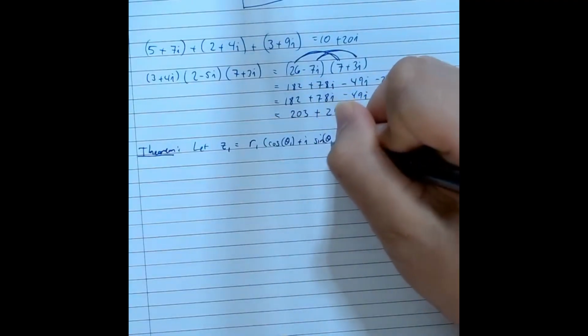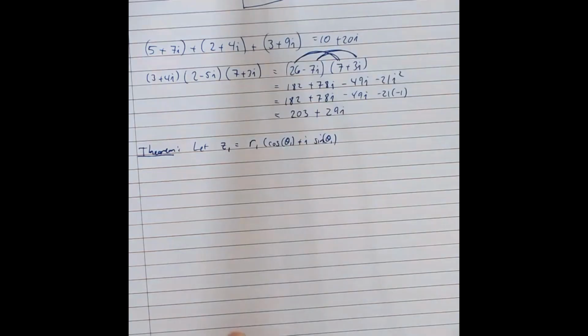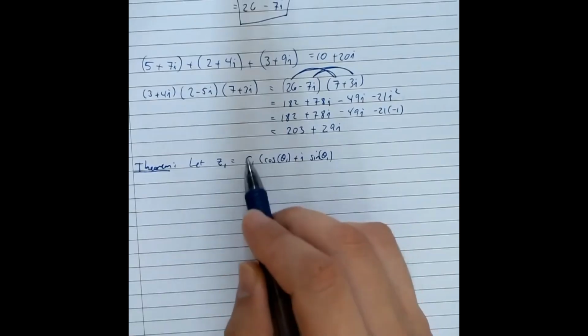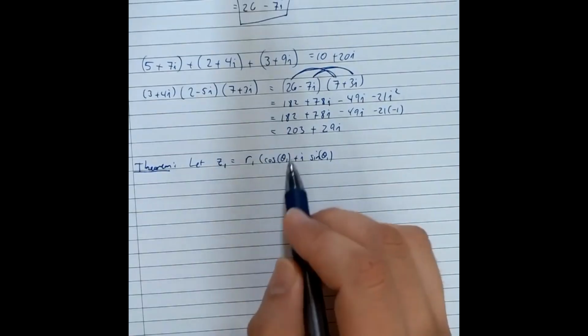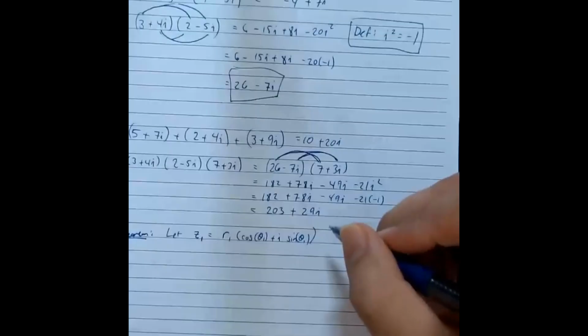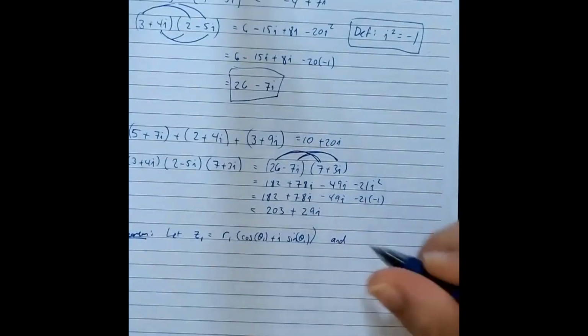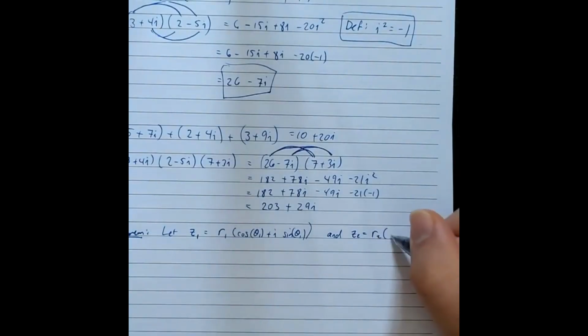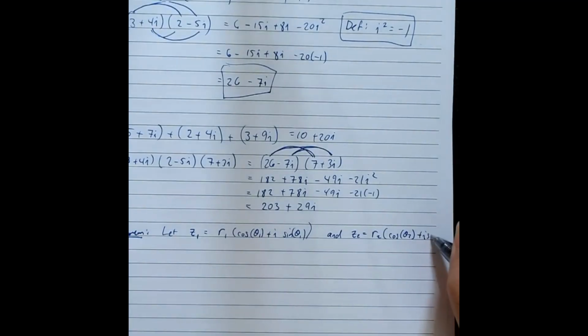Here the ones aren't doing anything to the r or to the theta. You're not doing anything with that number 1 other than using it as a label. This is the r that goes with this z. This is the theta that goes with this z. And here we're going to take another complex number. We're going to call it z2. And that's going to be r2 times cosine of theta 2 plus i sine of theta 2.